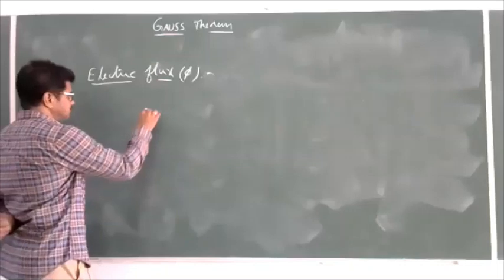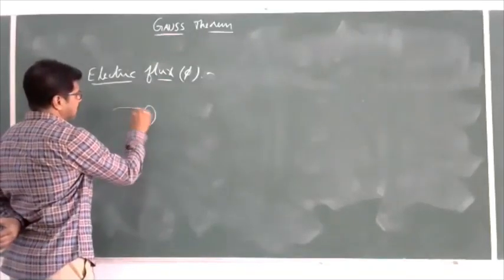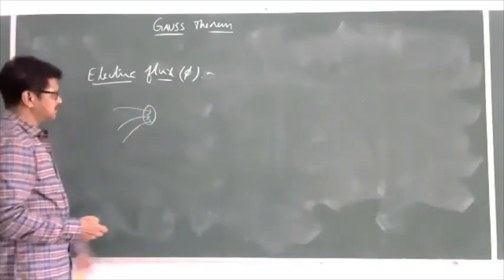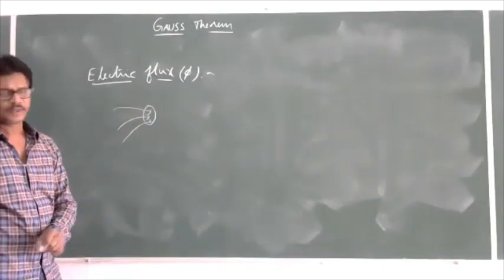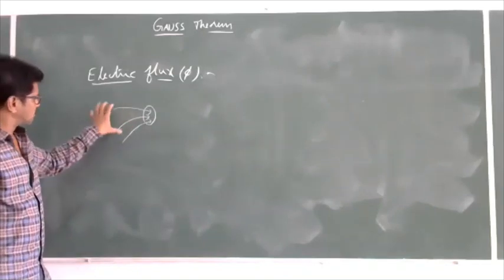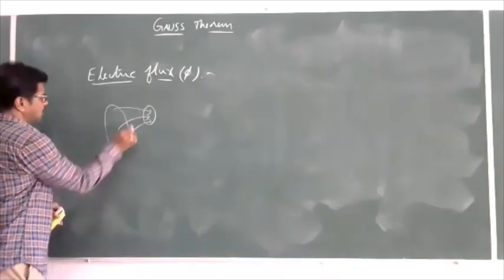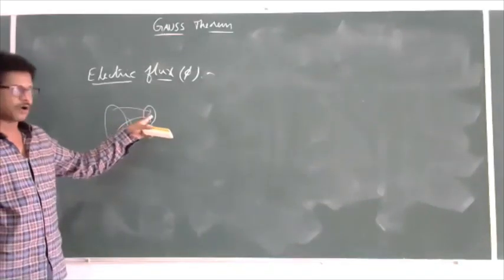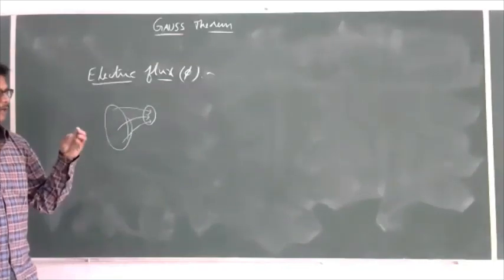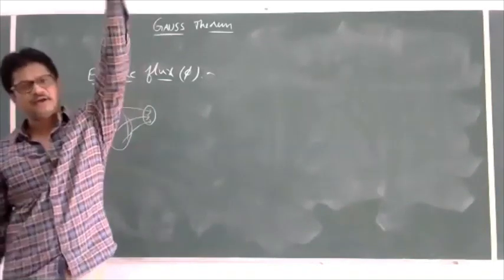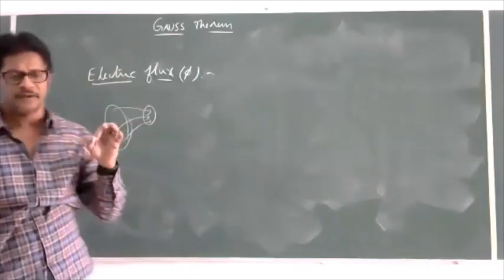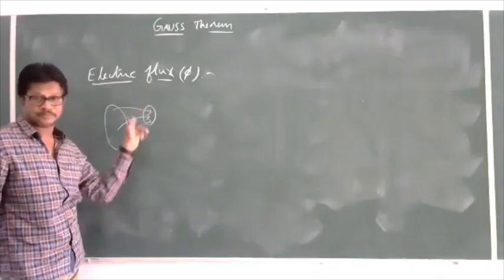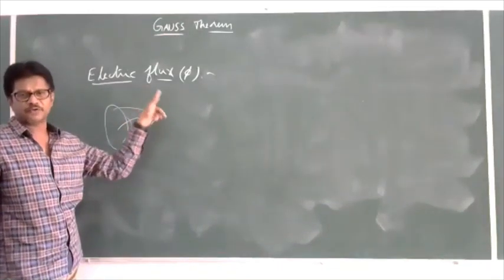As we know, whenever the electric lines of force are crowded, we can call it a stronger electric field. Whenever the electric lines of force are sparse, we can call it a weak electric field. This is a weak electric field, this is a strong electric field. So on what basis will you decide whether it is a weak or strong electric field? It is based on the electric lines of force for a given area.